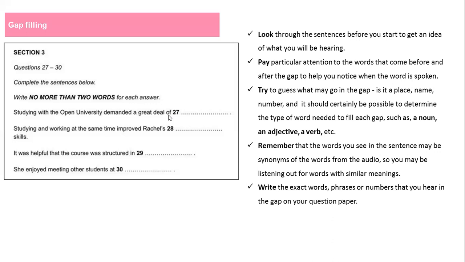So, from the context, studying with the Open University demanded a great deal of money, for example, a great deal of commitment, a great deal of time, a great deal of effort, misalnya. Jadi kita sudah membuat inventaris jawaban-jawaban apa yang mungkin. And then, take a look at questions number 28.